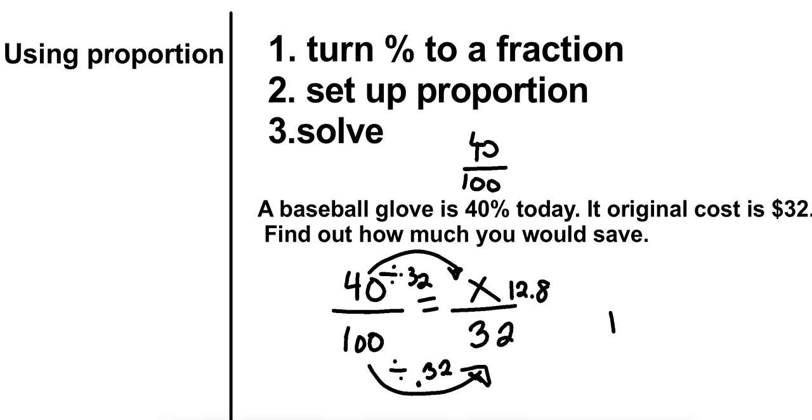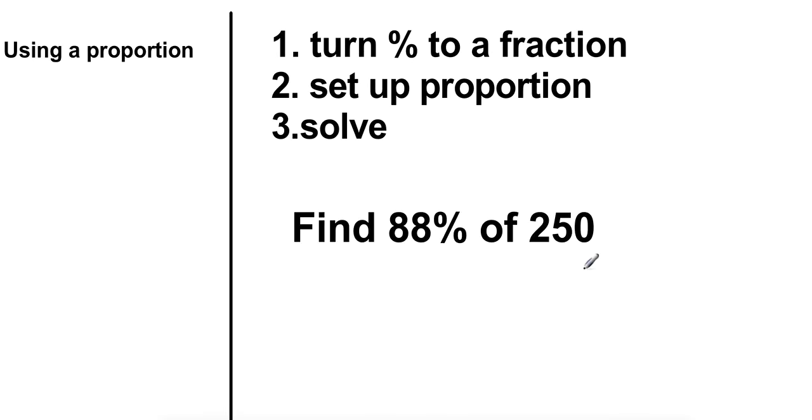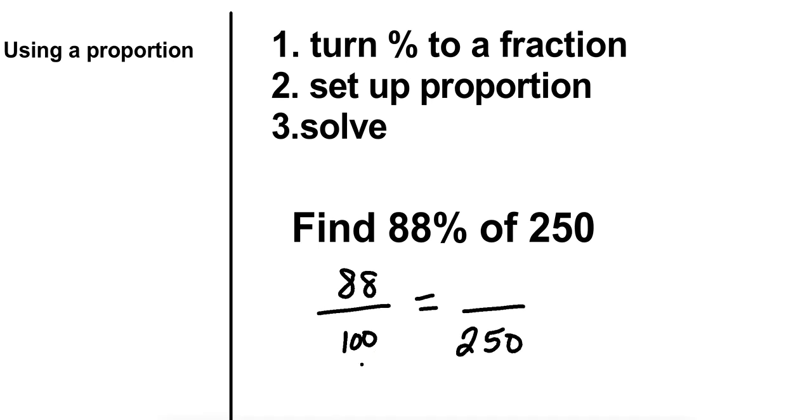So how much did we save today? We saved $12.80. All right, so you try this one. Let's say it was 88% off of something, so finding the percent of a number is just 88% of 250. Again, turn the 88% to a fraction. We want to find the percent of the 250, so that's the whole, the big part. If you want to think of money, it was $250.